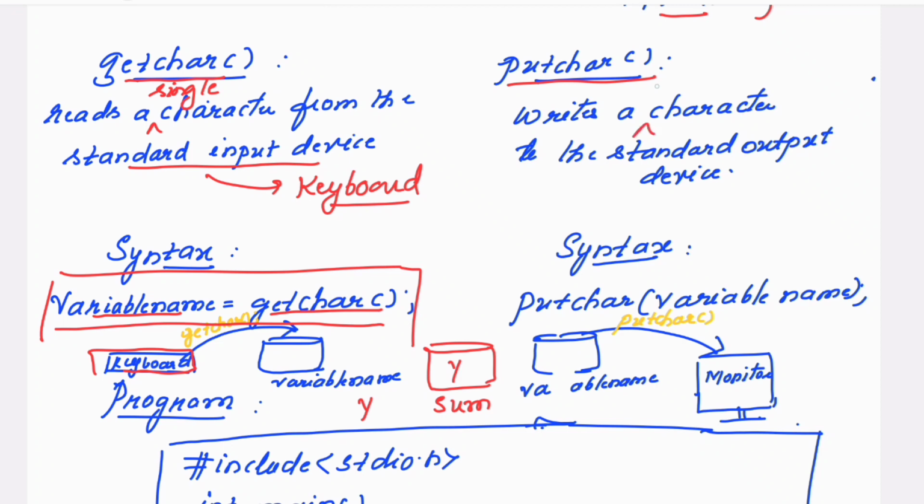Putchar will always write a single character to the standard output device. Which is the standard output device? The monitor. So whatever is stored in the variable, suppose I am writing it as sum, using putchar it will be displayed on the monitor.